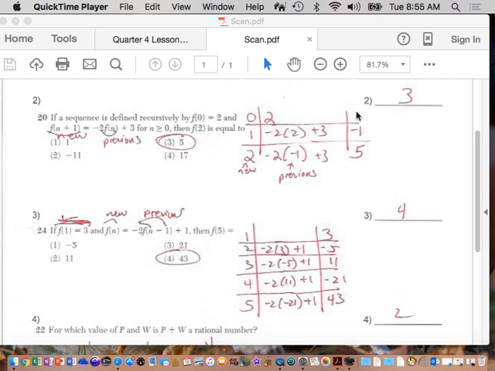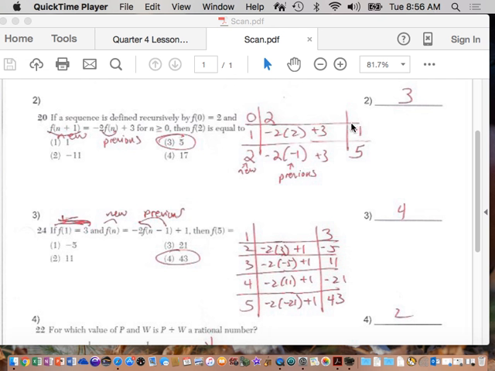This last column is the previous term. This middle column is for computation. Okay? So this does not mean negative 2 times 2. This is not saying the input is 2. This is saying negative 2 times the previous term.